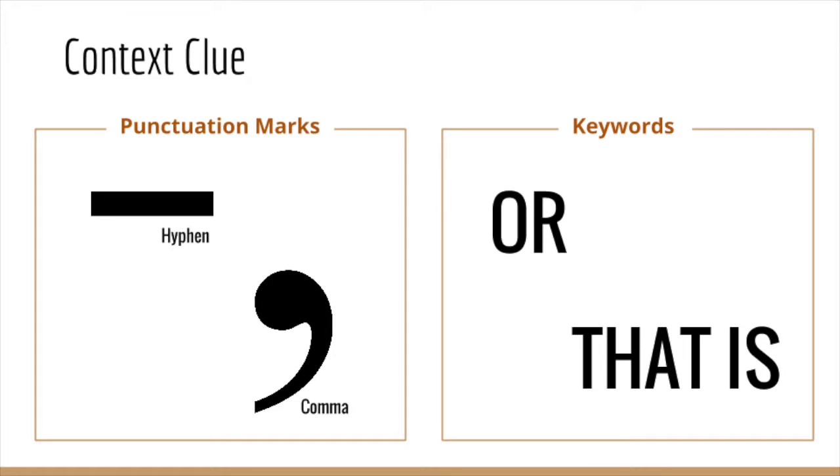Punctuation marks like a comma or a hyphen usually mean there are other words related to the word. Keywords like "or" or "that is" are usually followed by the definition of the word. Context clues also include synonyms, antonyms, definitions, examples, cause and effects, and analogy.